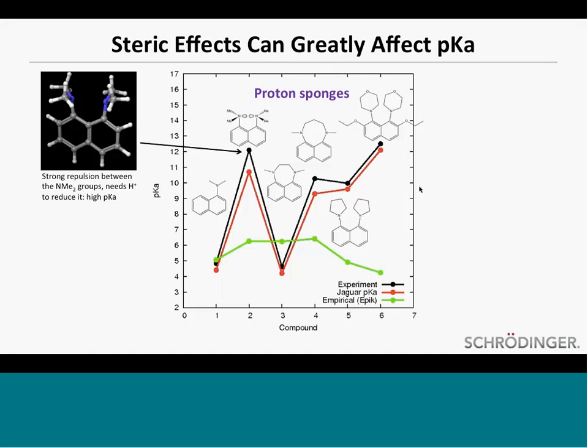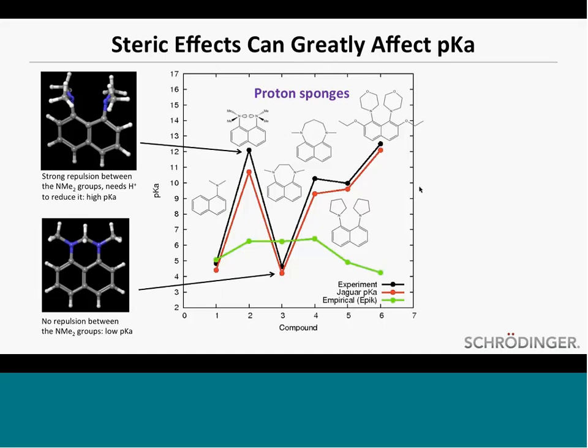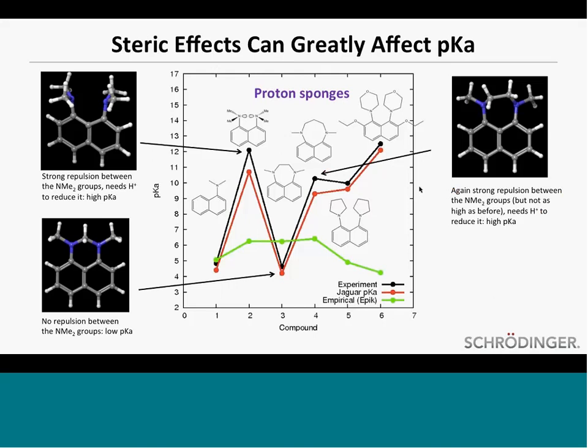And we know from experiment, which is shown in black, that that pKa is quite high. Compare it to its neighbor, where all we've done is add a little linker, and here the repulsion has gone down quite a bit, and the pKa has, of course, dropped. One over, we have yet another analog of this, where the steric repulsion has returned again, and thus the pKa is quite high, and so forth.